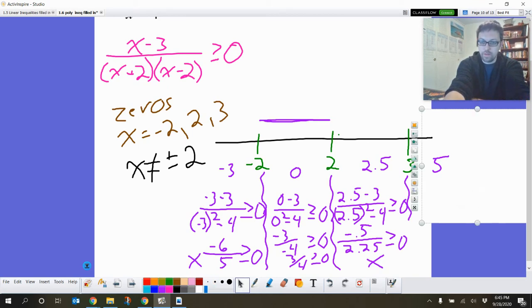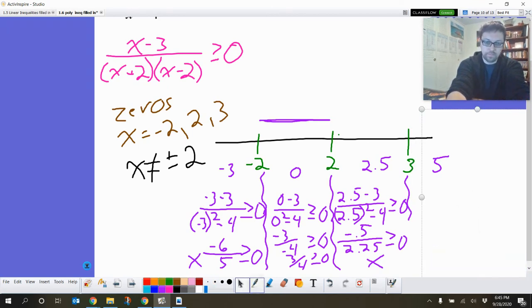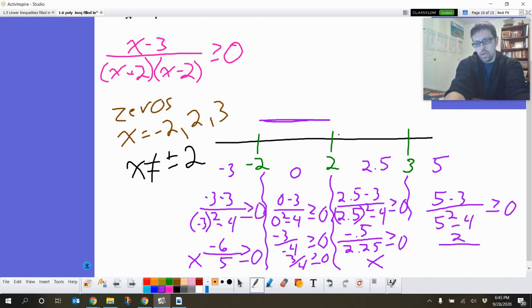All right, last one we got to check is 5. Need more space. All right, so 5 minus 3 over 5 squared minus 4. Are you greater than or equal to 0? Well, let's see. That's 2 over 25 minus 4 is 21. Hey, that's positive. That's a nice positive thing. So that one works. So we can have graph over there.